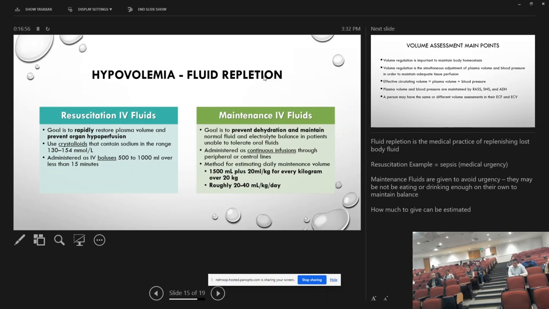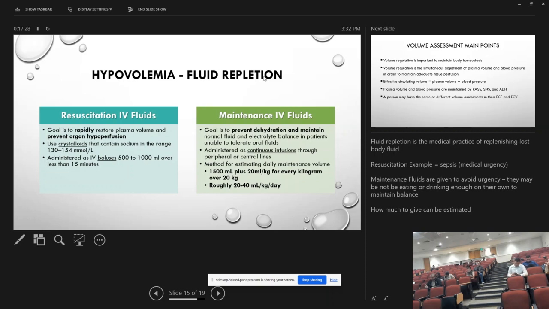So it's not going to stay intravascularly. So you need something that has a fair amount of sodium, right? And that's what normal saline is. 0.9% normal saline has like 154 milliequivalents of sodium. Lactated ringers has about 140. So that sodium is going to help stay and replete the intravascular space. So those are called crystalloids, right? And that's what we generally use for resuscitative fluids.